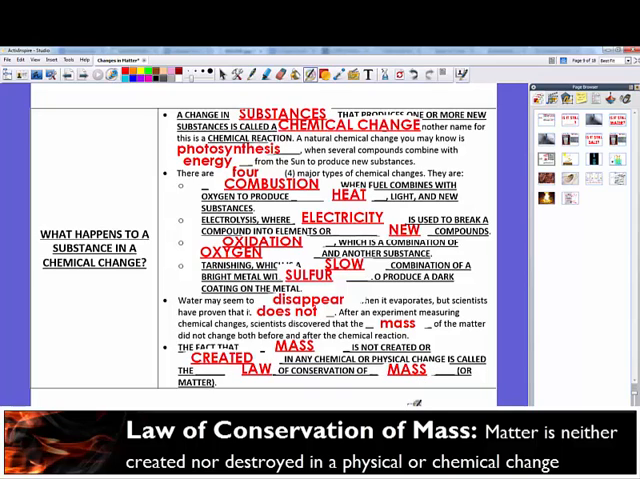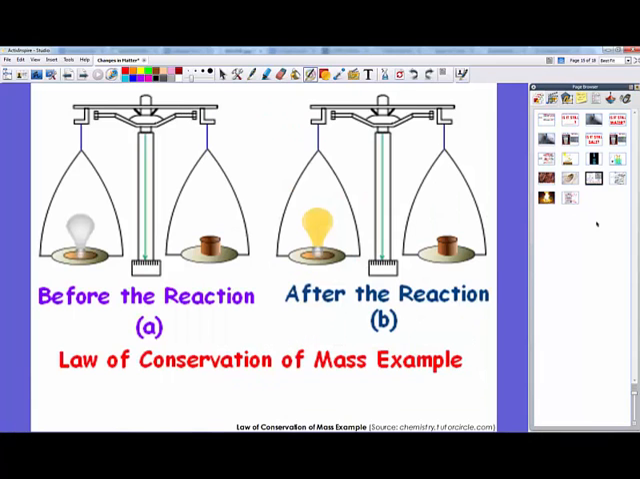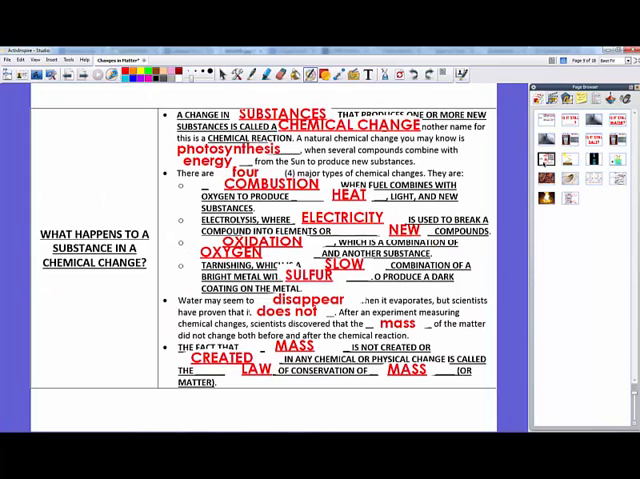The law of conservation of mass: that matter is neither created nor destroyed in a chemical change. It just changes shape and stuff like that. And here's a good graphic organizer to look at. Before the reaction, we have a certain amount of mass. They're equal. After the reaction, it's still the same. Okay? Before and after the chemical reaction, it's still the same with the law of conservation of mass. And the matter is still the same no matter what.